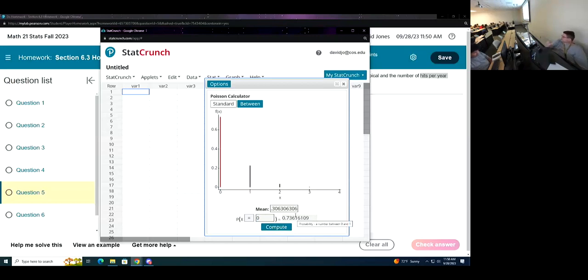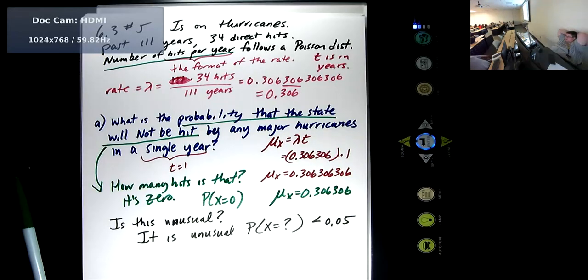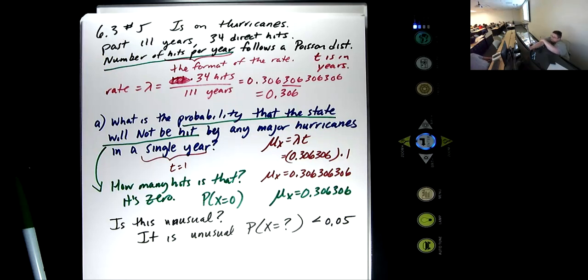There's actually a pretty good chance they won't get hit by a hurricane. 0.73616109 here. So that's how you go through and do this problem. That's all there is to it. If you need that up a little bit longer, write that out, go for it.